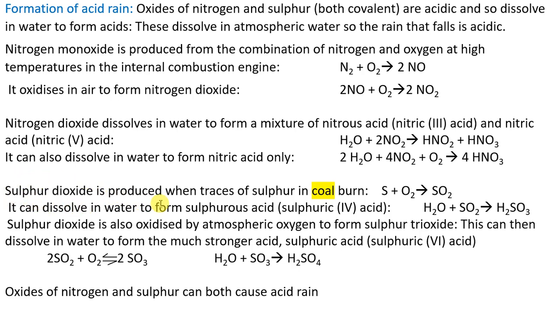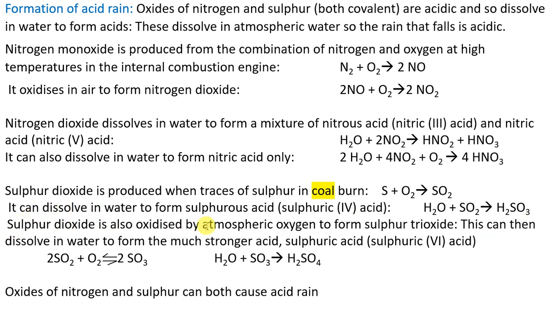Sulfur dioxide is produced when traces of sulfur in coal burn. We don't tend to get traces of sulfur in liquid petroleum or in natural gas. The solid sulfur deposits can be removed, but in coal, being solid itself, very hard to remove. The traces of sulfur compounds could be deep within a lump of coal. My SO2 can dissolve in water to form sulfurous acid. Equation given, just adding everything together.